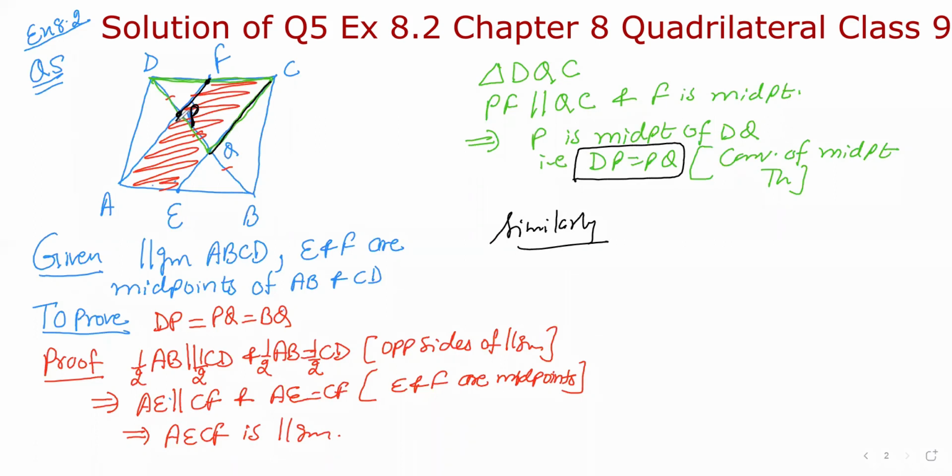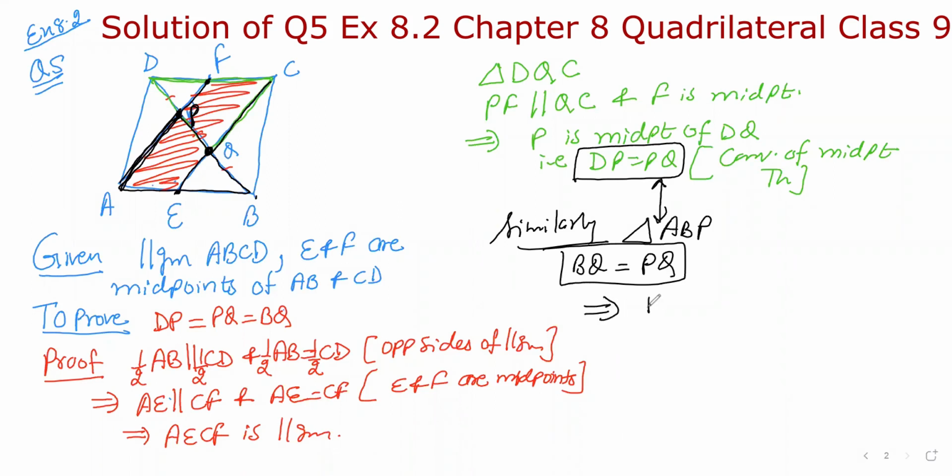If I consider this triangle, again using the same property, E is a midpoint and this is a line which is parallel to AP, therefore Q is the midpoint of BP. Similarly, in triangle ABP, BQ is equal to PQ. No need to write anything, no need to explain anything. Now, since we can see PQ दोनों में common है, on comparing these two, I find DP is equal to PQ is equal to BQ, hence proved.